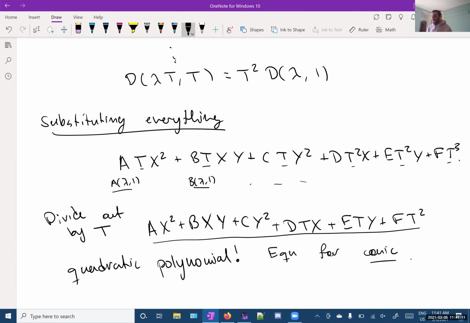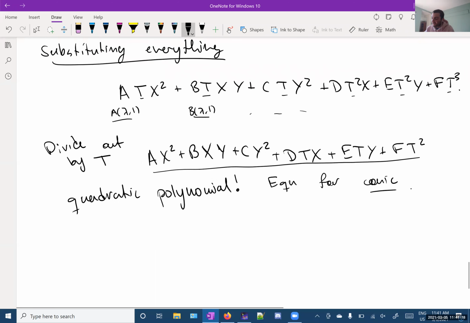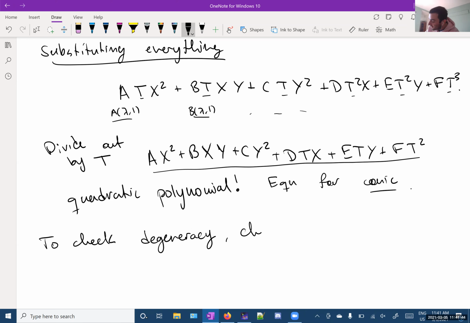So I want to know when this conic degenerates into two lines. And it turns out the conic degenerating into two lines is the same thing as the conic not being smooth. So what I need to do is take partial derivatives and check the gradient of this defining function. Okay, so to check degeneracy, check smoothness.